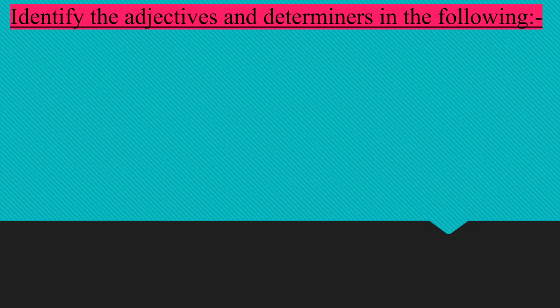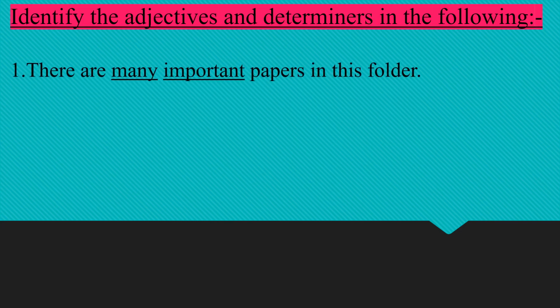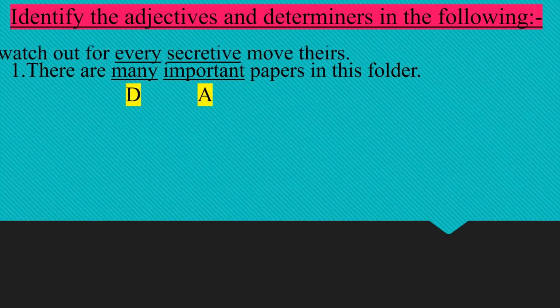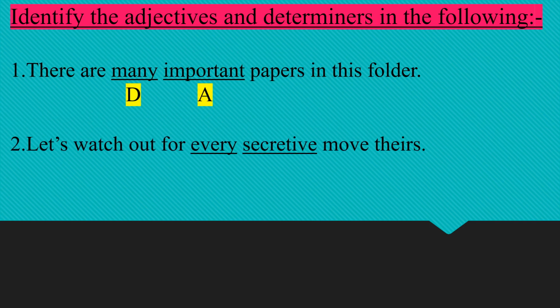Identify the adjectives and determiners in the following. See the first one. There are many important papers in this folder. Here, many and important. Many is determiner, important is adjective. Here I mentioned D as determiners and A for adjectives. And second one, let's watch out for every secretive move of theirs. Okay, here every is determiner and secretive is adjective.